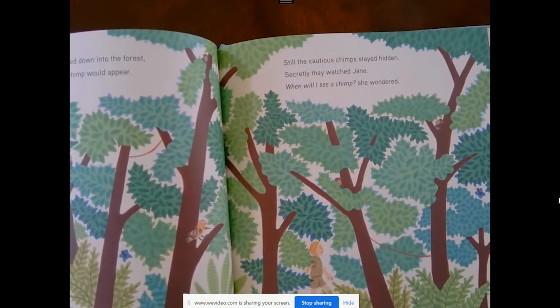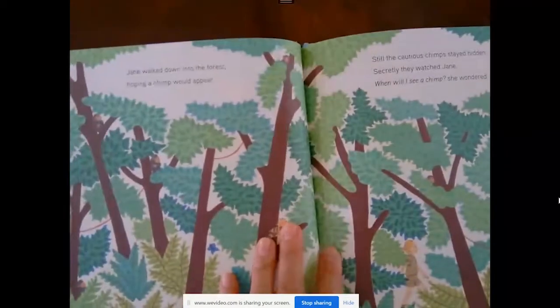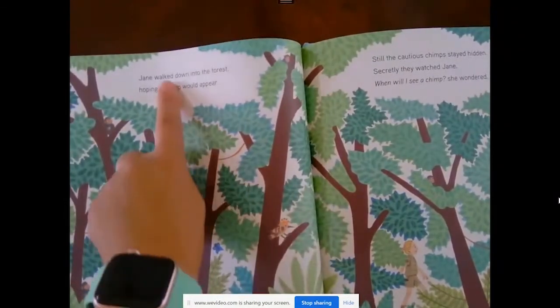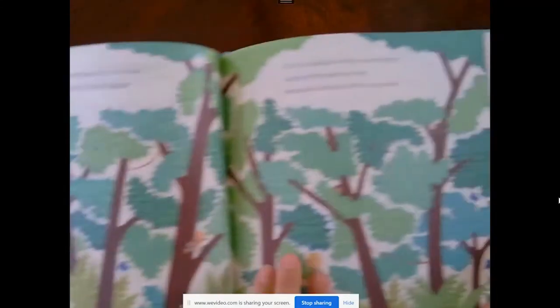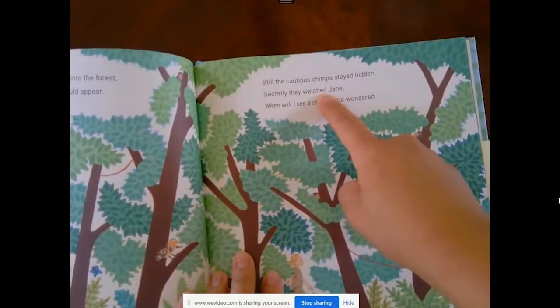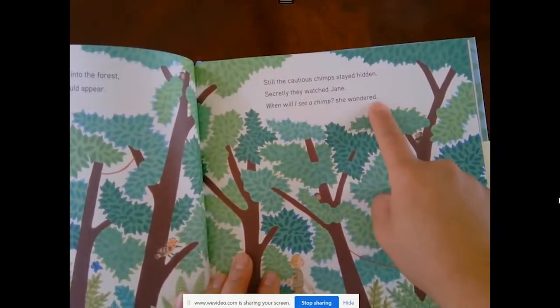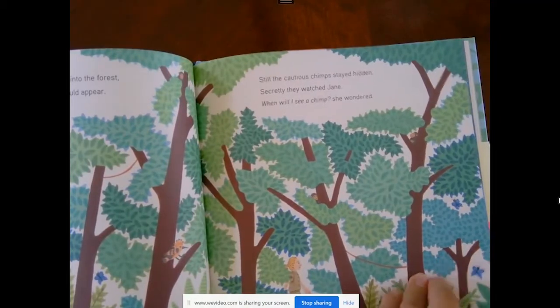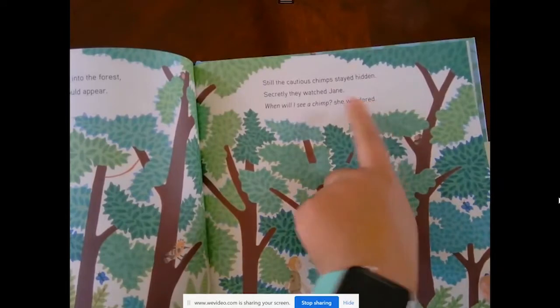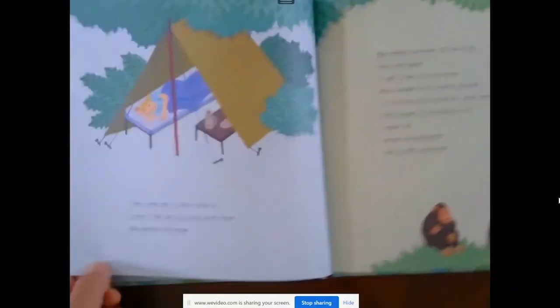She wondered. And whoa, already, now that I'm focused and have a goal, I see so many inflectional endings. There's the ED there, walked, and then here, watched, ED at the end, and then the word wondered. If you wanted to make a chart, go ahead, but also just keeping track of those words is great too. And again, that means it happened in the past.